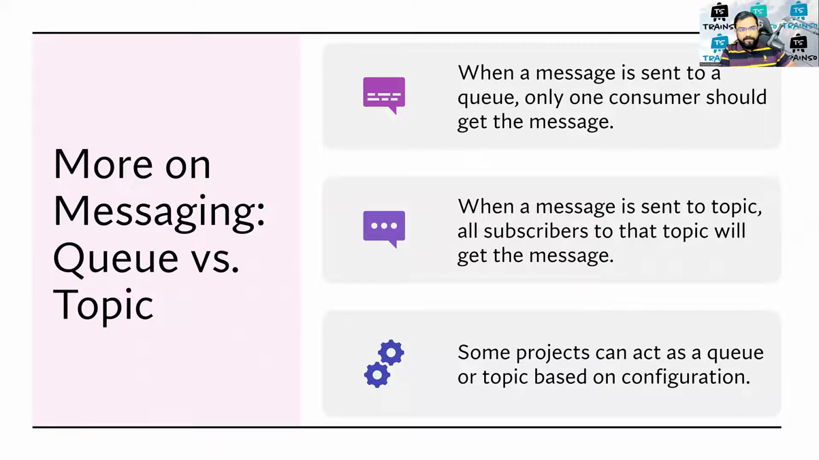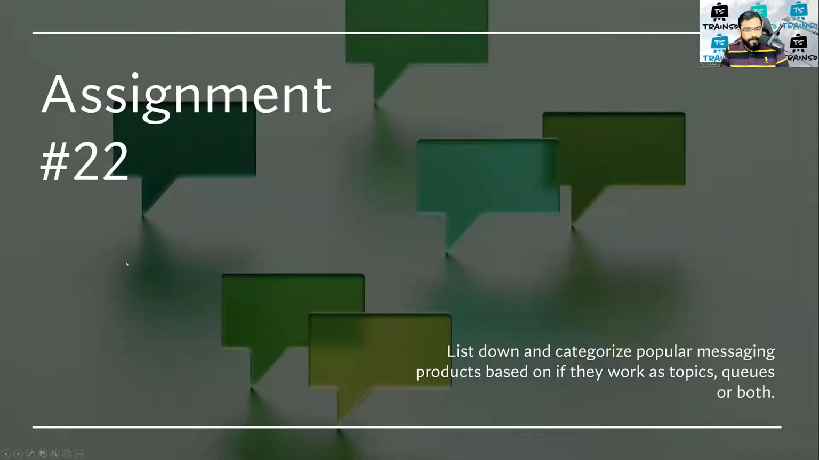Previously, we discussed sharding and replication. If you look into the architecture of Elasticsearch, you will understand it better. And for messaging, you can look into many products, and Kafka is definitely one of them. So, assignment number 22.